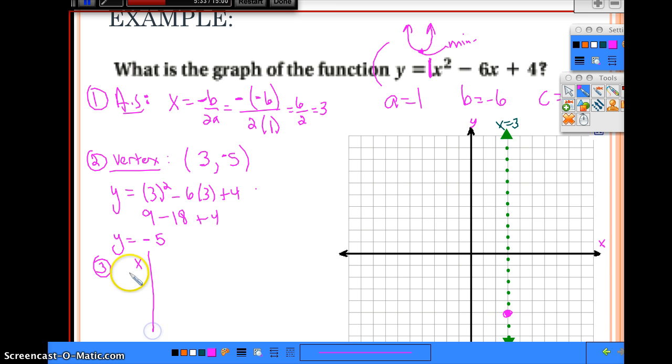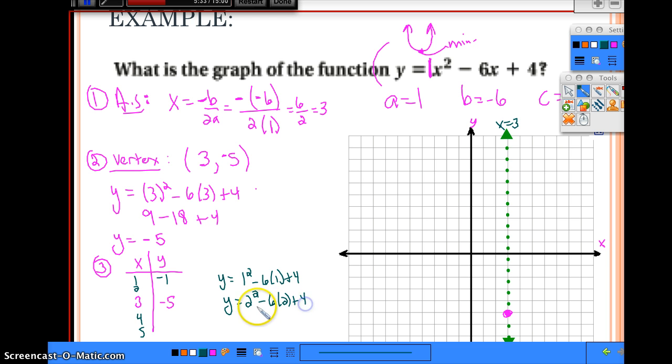Now remember, when you build your table, the easiest way to do it is to put your vertex in the middle. That's my 3, -5. Now I'm going to do 2 numbers smaller and 2 numbers bigger. So when we substitute these in, I'm going to get 1 squared minus 6 times 1 plus 4. That's 1 minus 6 is -5, and -5 plus 4 is -1. Putting in my 2, I get 2 squared minus 6 times 2 plus 4. That's 4 minus 12 is -8. -8 plus 4 is -4.